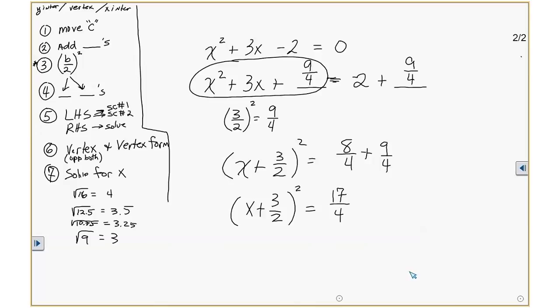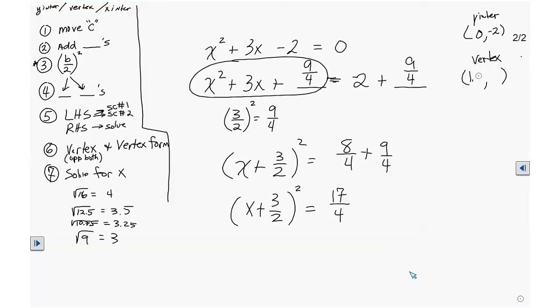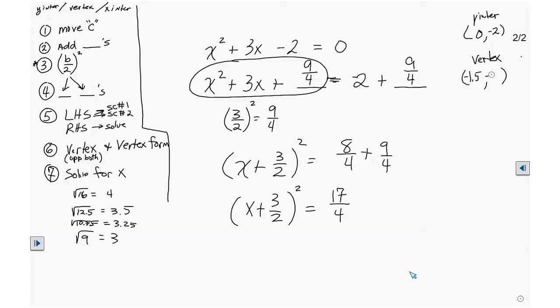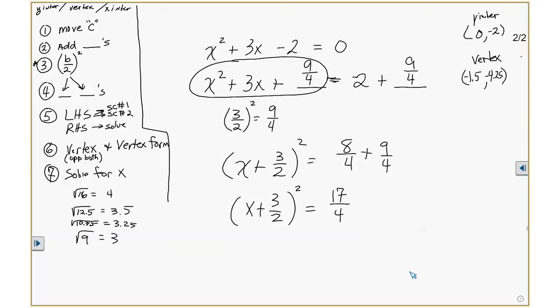So our y-intercept is 0, comma, -2. My vertex is 1.5, I'm sorry, negative 1.5, and negative 4.25. All right, finish it.